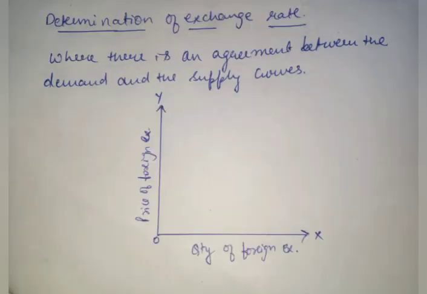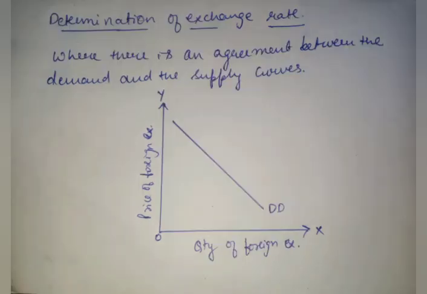Consider this graph in which we have shown the quantity of demand and supply of foreign exchange on the x-axis and the price of foreign exchange on the y-axis. The demand curve of foreign exchange is a downward sloping curve, sloping downwards from left to right. This curve shows an inverse relationship between the price of foreign exchange and the demand for foreign exchange. That is, as and when the price of foreign exchange increases, the demand for foreign exchange falls.